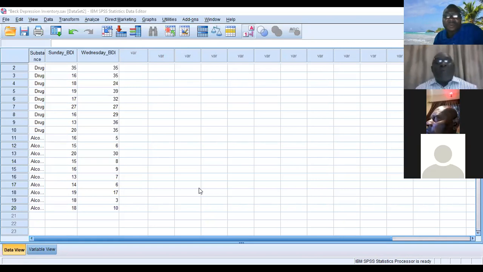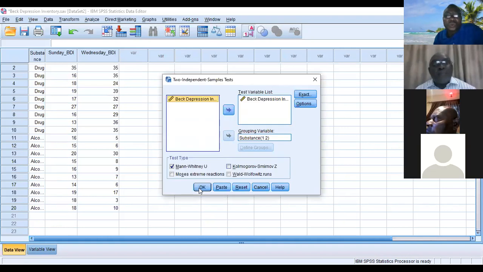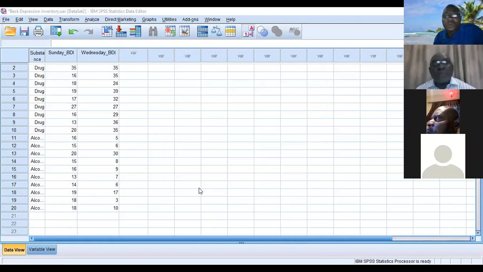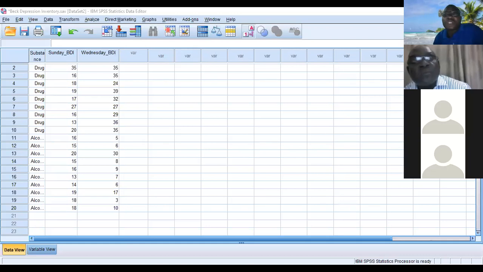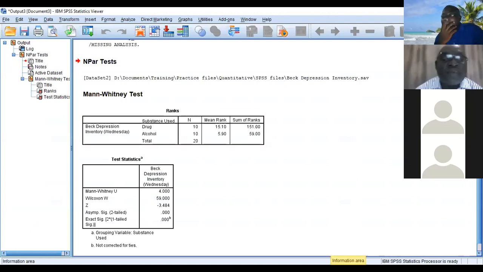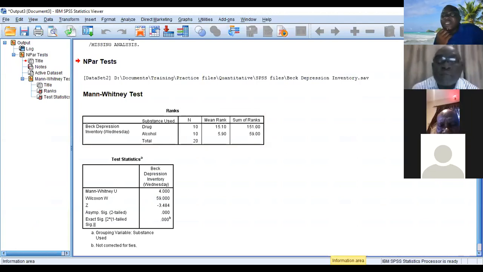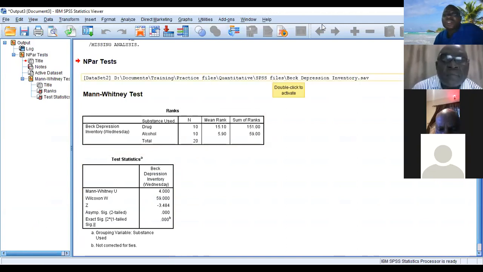Nonparametric. Look at the results. Can you see? I just ran it. This is the variable, depression on Wednesday. Maybe I've not shared it. You've not shared the output; we have not seen the output. Can you see it now? I've shared it now. Can you see? Yes.